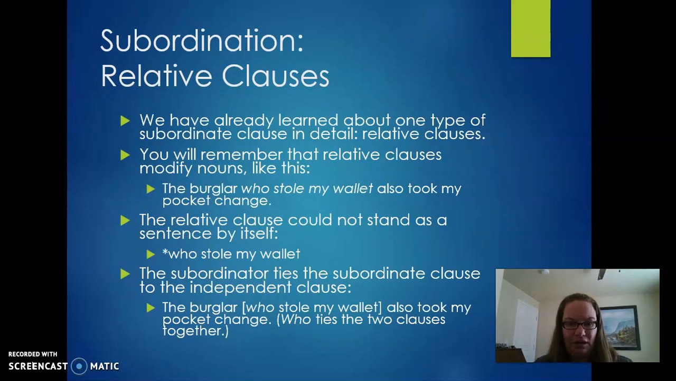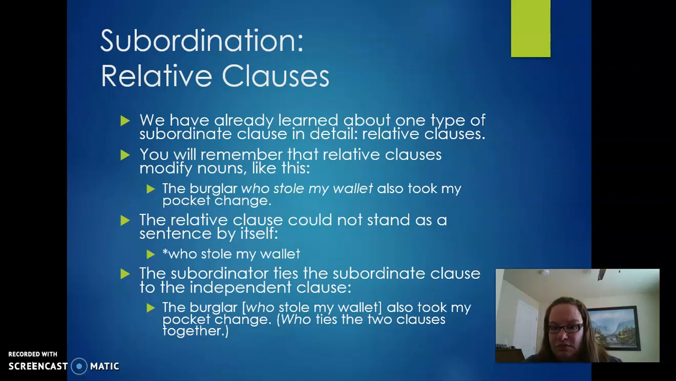punctuation. This is something that we've seen before if you've watched the other videos. We've learned about subordinate clauses before, as we've learned about relative clauses. In our class we learned about those quite a while ago as we talked about relative pronouns. So we can have something like, the burglar who stole my wallet also took my pocket change. Who stole my wallet is a relative clause with the relative pronoun who. It can't stand on its own. It's a subordinate clause, so it's a dependent clause with the subordinator who, which is also a relative pronoun. And so we have to have both clauses together in order for the sentence to make sense.